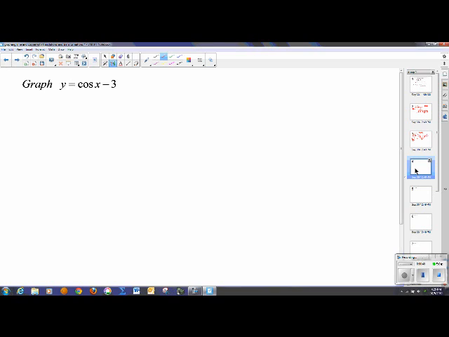So in this case, you'll notice this value is not within the cosine function. It's kind of outside, even though there's not parentheses. So this is a k value. Since it's a -3, all that says is my graph will be vertically translated down 3. So here's how I'm going to graph this.